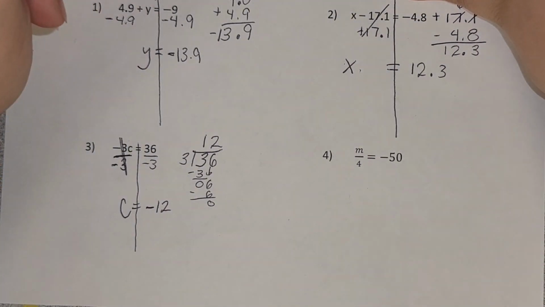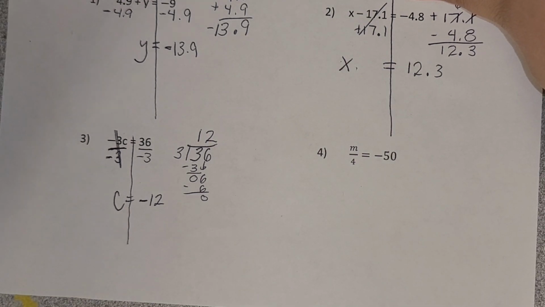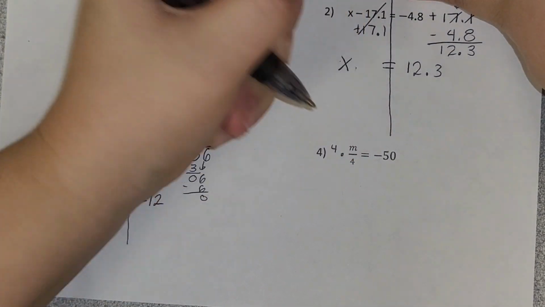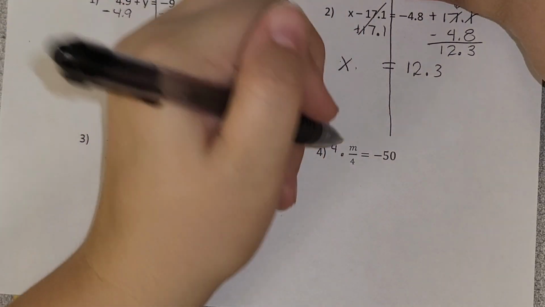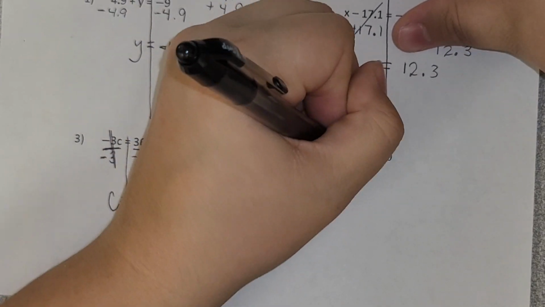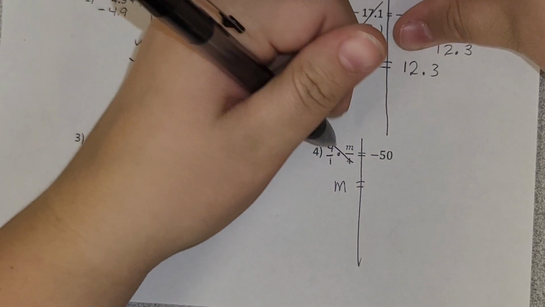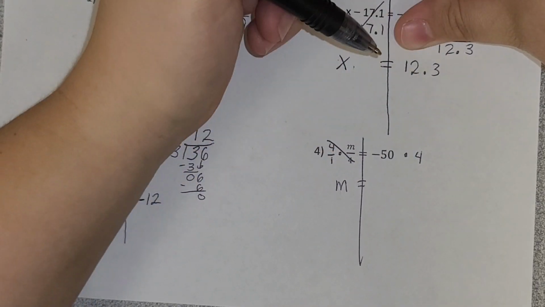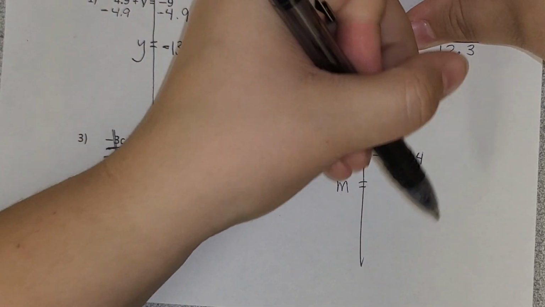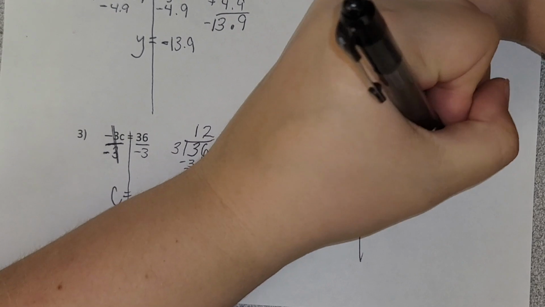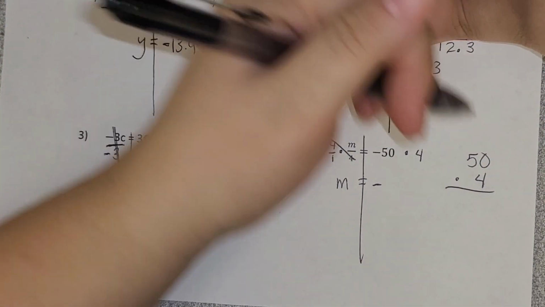How do I undo division? I multiply. So instead of dividing by 4, I'm going to multiply by 4. So if I multiply what is essentially 1/4 by 4 over 1, those cancel out, and I end up with m by itself. Now, if I multiply by 4 on one side, I have to do it to the other. I have a negative times a positive, so my answer has to be negative.